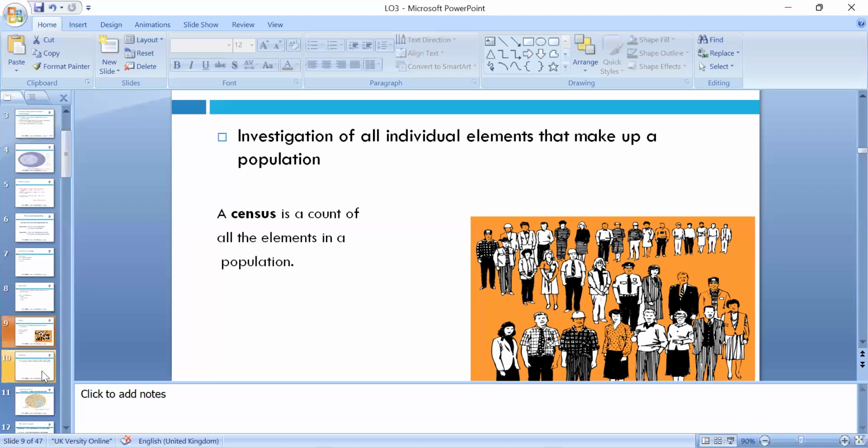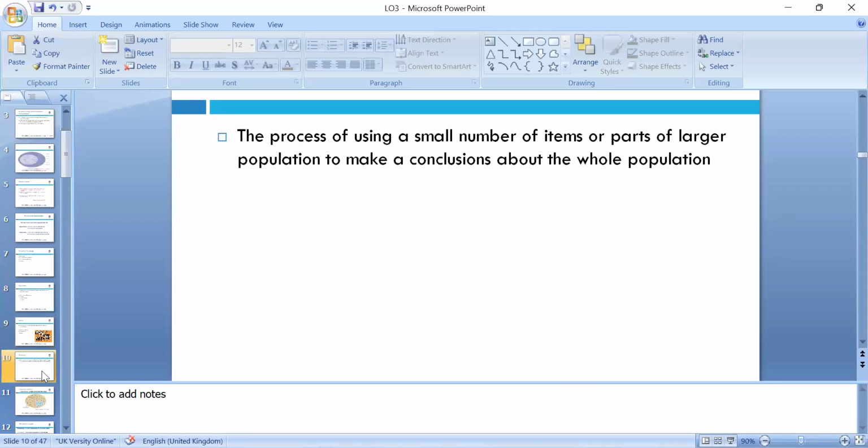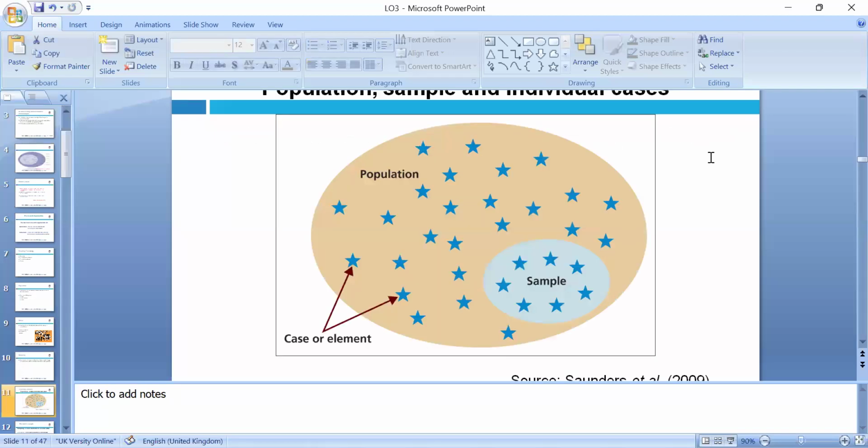The process of using a small number of items, a part of the larger population, to make a conclusion about the whole population is why we need to look at the sample. A sample is a small portion. We will go through different sampling methods that can be used for research purposes. Those are quite crucial.